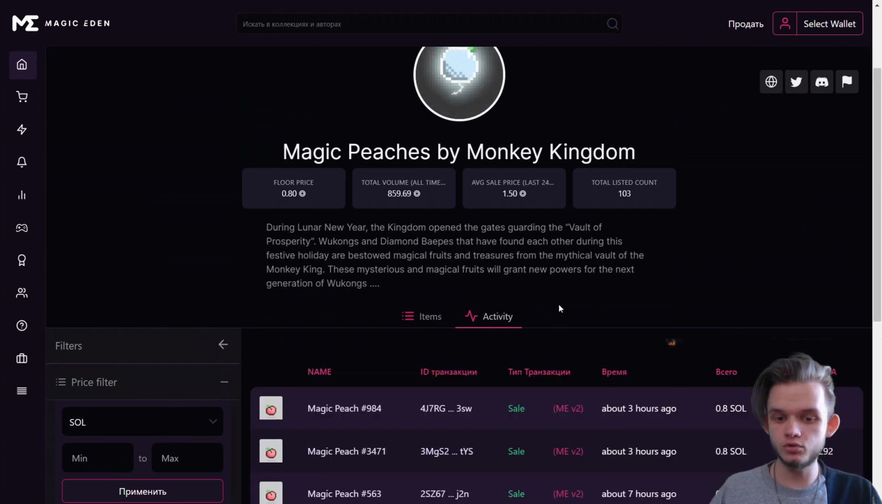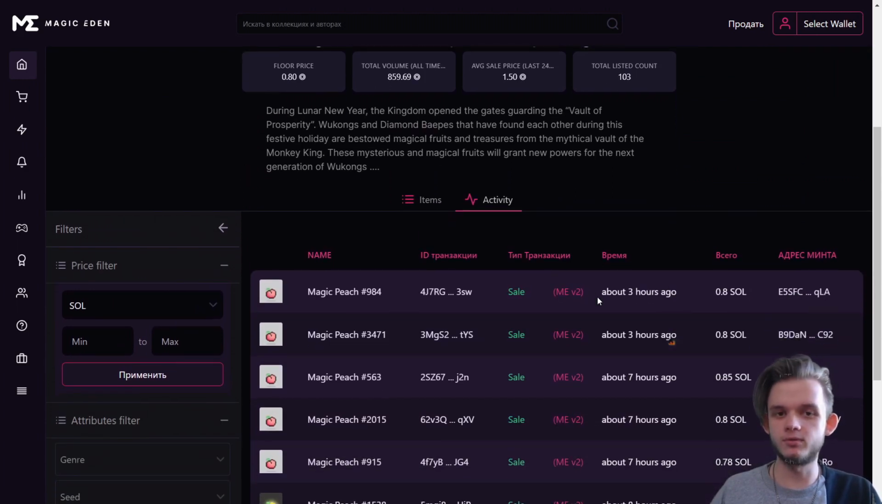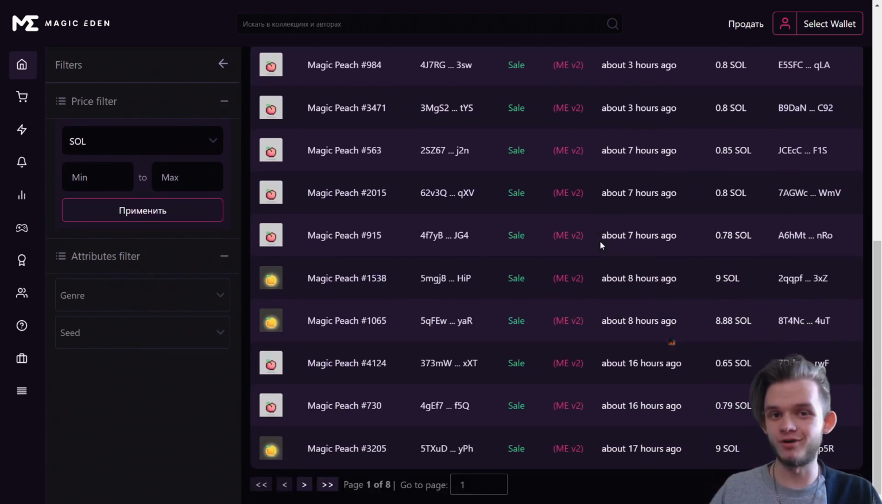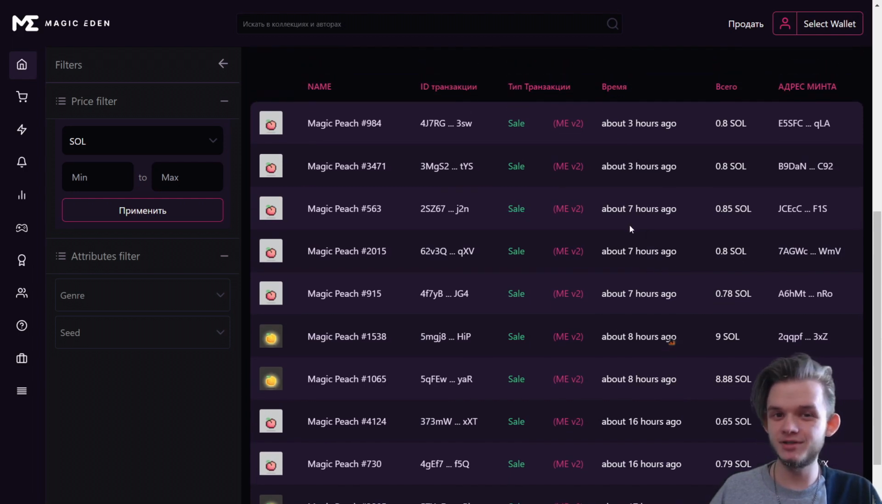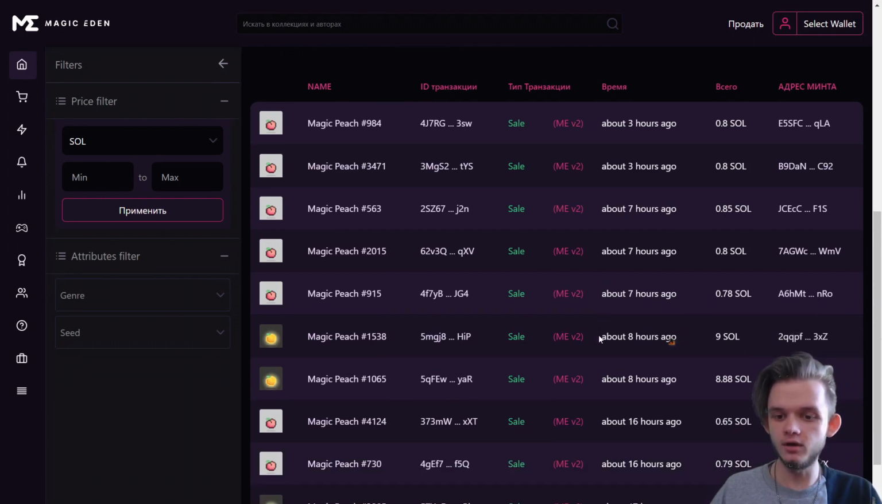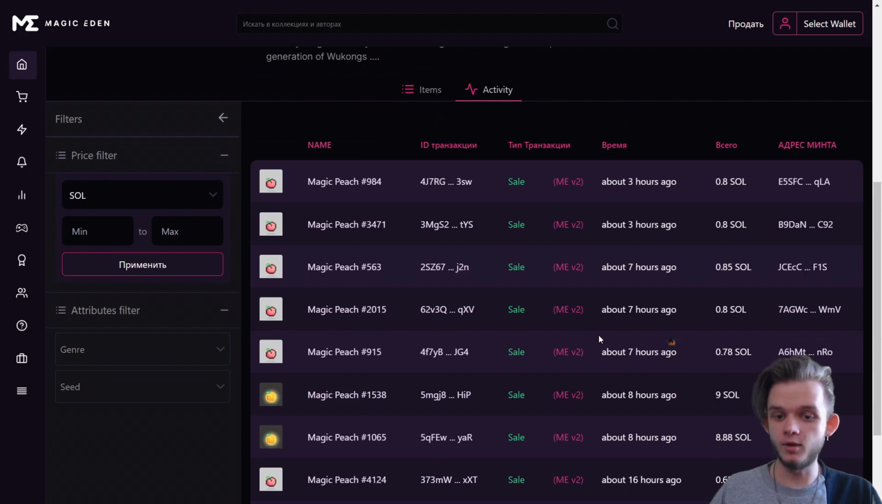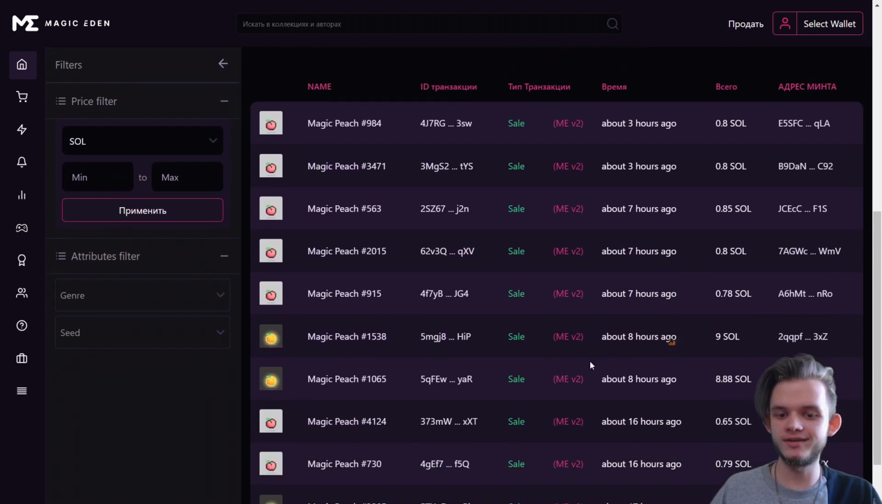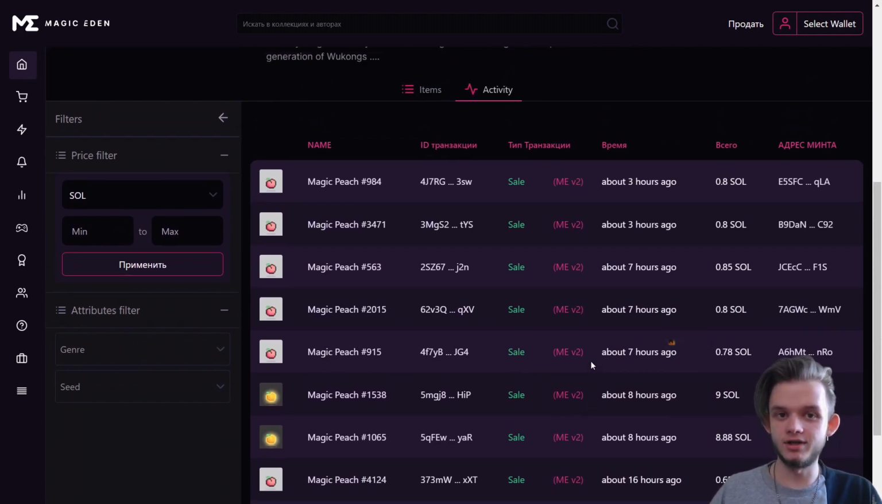Another really important thing you must look at is activity, because if you want a really fast, really profitable flip, the last sales must be like 5 minutes ago, 10 minutes ago, not more than an hour. If it's hours or days, this is not about a really fast flip, unless some force majeure or something like that happens. But we don't talk about that here. Here we talk about our opportunities for today, and you must check out really hot collections where sales are going nearly every minute. These are the collections you're looking for.